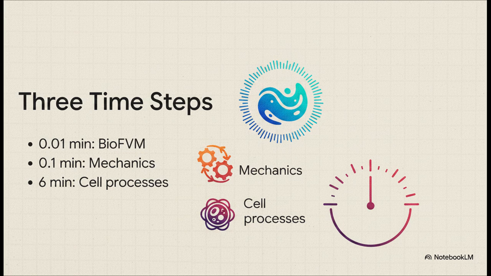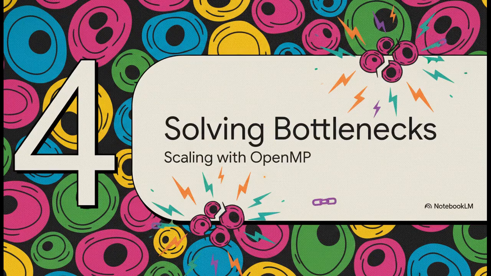To put some numbers to that, here is how it breaks down mathematically. Biotransport is calculated every 0.01 minutes. Cell mechanics, those update every 0.1 minutes. But those complex cell lifecycle processes, they are only calculated every 6 minutes. By flat out refusing to calculate every single biological process at every single microsecond, PhysiCell frees up just a massive amount of computing power. Which leads us nicely into section 4, solving computational bottlenecks and scaling up with OpenMP.